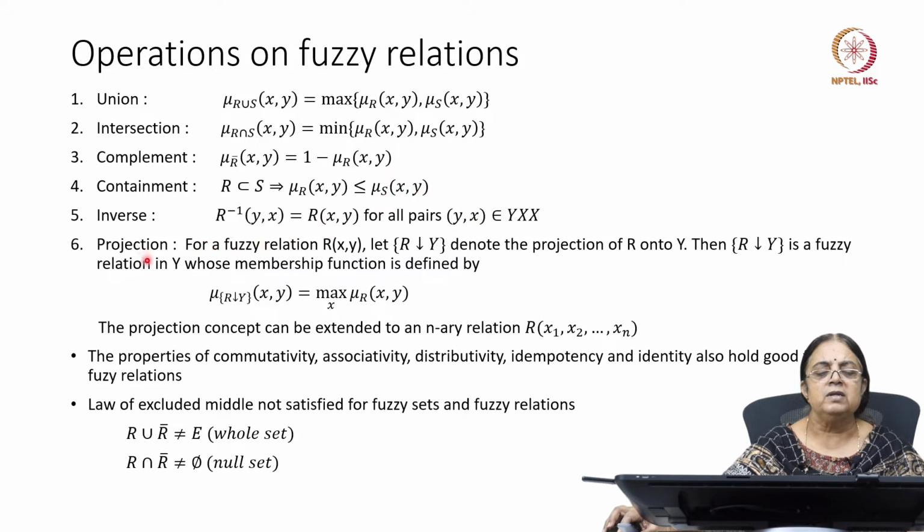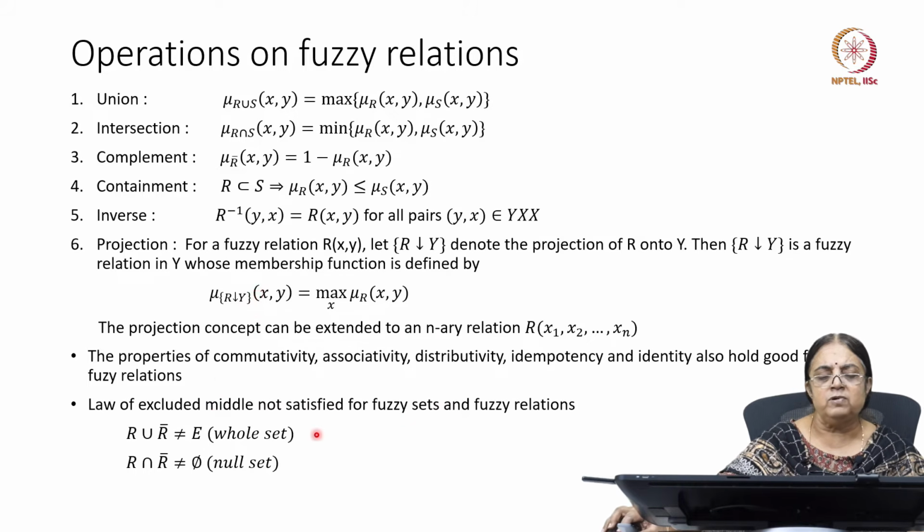And the projection. For a fuzzy relation Rxy, the projection of R onto Y is a fuzzy relation whose membership function is defined by the max, over all the x, of the membership values. So that gives you the projection of R on Y basically.